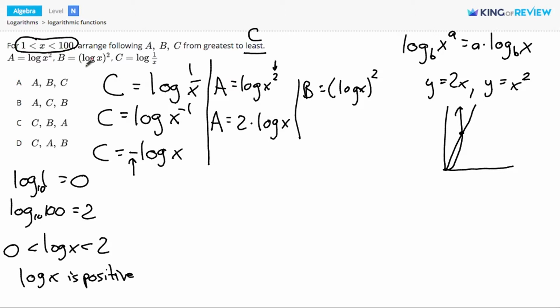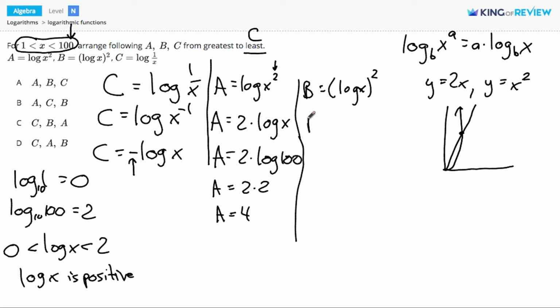To answer that, let's look at the highest point in this interval, 100. Now 100 is technically just outside the end of our interval. If we plug in 100 for x, then for a we have 2 times the log of 100. The log of 100 is 2, so a is equal to 4. If we plug in 100 for x in b, we get the log of 100 squared. The log of 100 is 2, and 2 squared equals 4, which means 4 is the value when the parabola crosses the line y equals 2x in this instance.